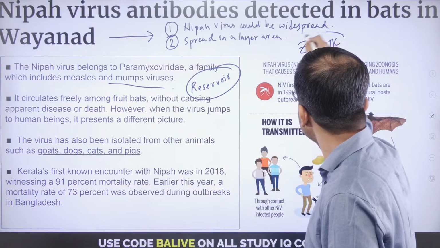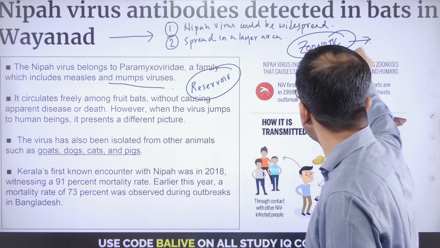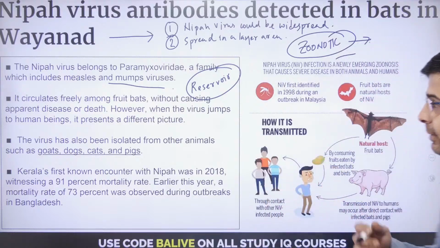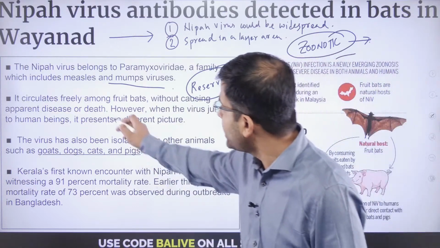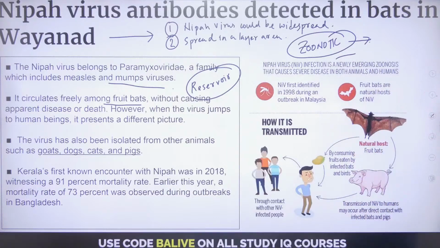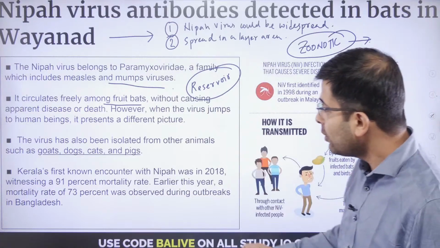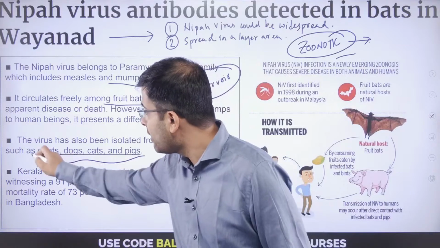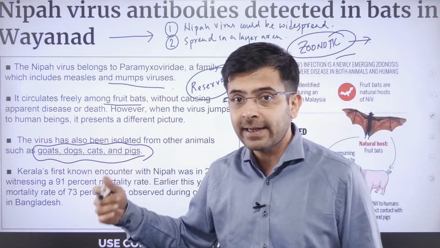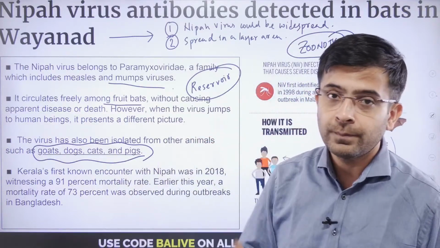What is a zoonotic disease, guys? We have done this in the past. What is a zoonotic disease? Those of you who are watching me live, very quickly let me know. It's a zoonotic disease. So this is it. It circulates freely among fruit bats and doesn't cause any problems to them. But now you are finding that particular virus in other animals also. So goats, dogs, pigs, you are finding that the virus can be lodged there too.